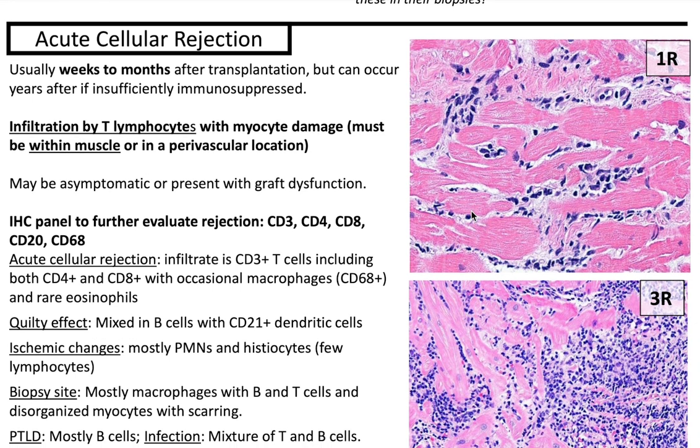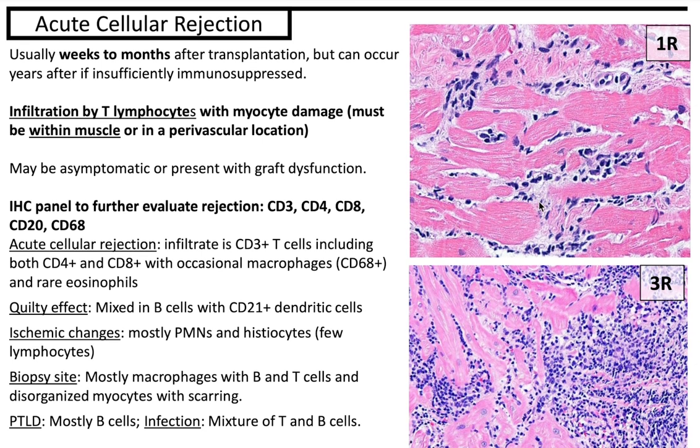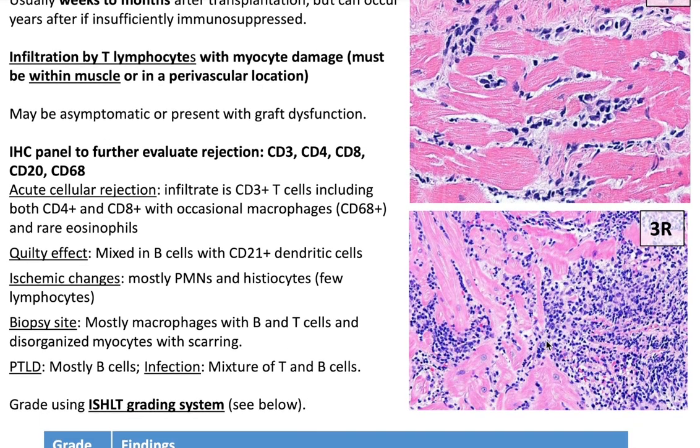Acute cellular rejection, usually weeks to months after transplantation, but can occur years after if insufficiently immunosuppressed. You'll have infiltration by T lymphocytes with myocyte damage, and it must be within muscle or in a perivascular location. It may be asymptomatic or present with graft dysfunction. You can do an IHC panel to further evaluate rejection, including CD3, 4, 8, 20, 68.